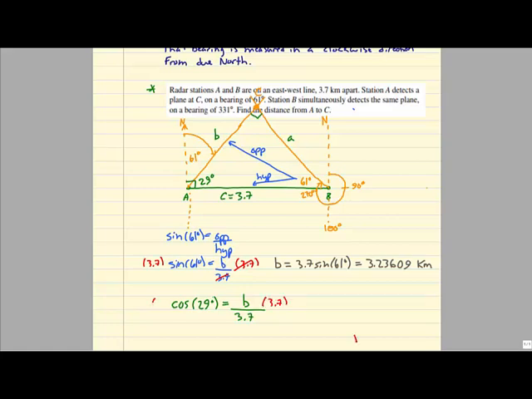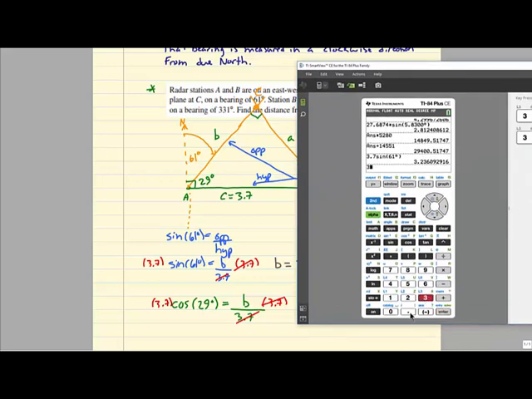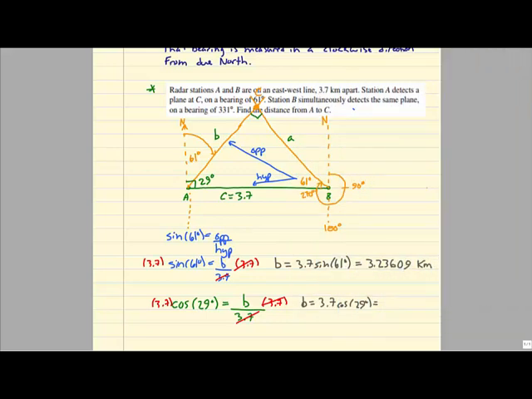So if I multiply both sides by 3.7 to clear that fraction, I end up with B equals 3.7 cosine of 29 degrees. So let's go ahead and plug that into the calculator and see what we get. So I get 3.7 times the cosine, not the sine, but the cosine of 29 degrees. And again, I like to put in the degree just so I remember I'm in degree mode, which shows up here. And you can see that I get the exact same answer.